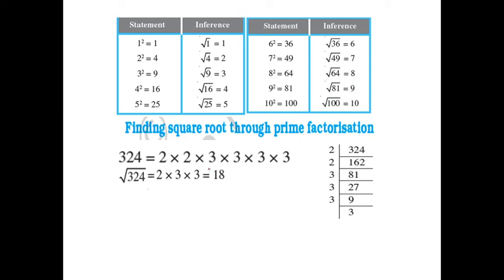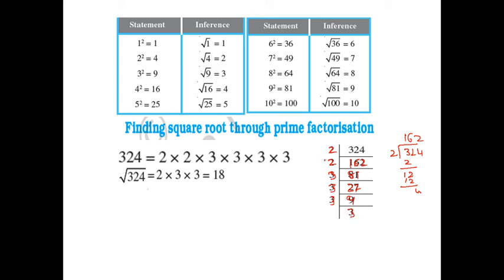Under root 100 is 10. So one question is there, 324. So how is it possible for 324? Divide by 2, 162. If you don't know, you have to divide it: 324 divided by 2, 2 ones are 2, 2 sixes are 12, and 2 fours are 8. Again divided by 2, we get 81. Now 81 is not divisible by 2, so we divide by 3, and we get 27. Again 3 divide, we get 9. Again 3 divide, we get 3.